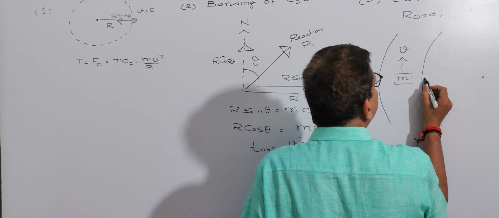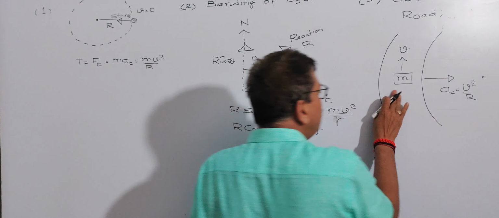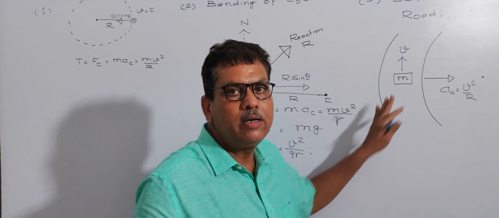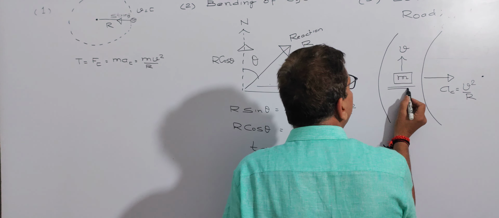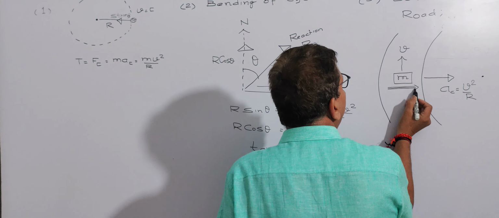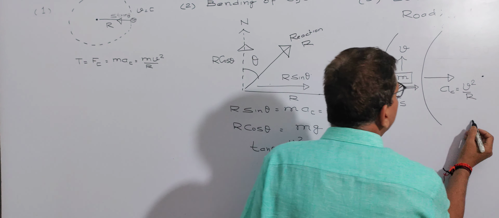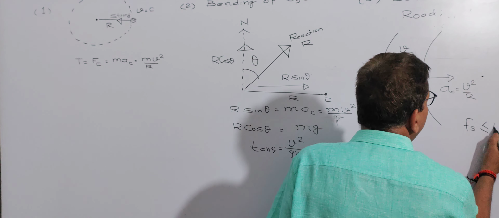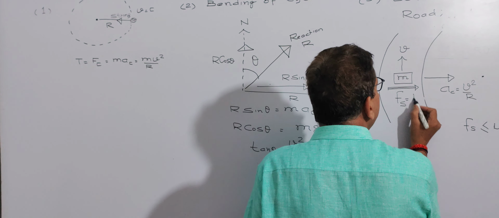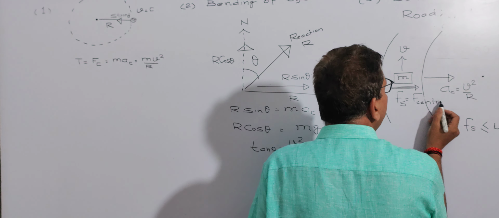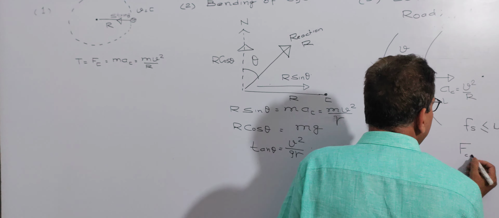You will observe the centripetal acceleration is in this direction, a_c, that is nothing but v square by r. Now some force should act in this direction to provide the centripetal force. It is nothing but the frictional force acting here. We know the frictional force acts at the bottom of the object which is in contact with the ground, and I can write F as the frictional force. Now we know the frictional force is less than or equal to mu s times N, and the frictional force is going to provide the centripetal force.